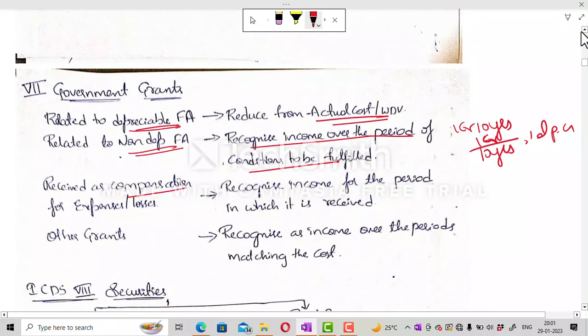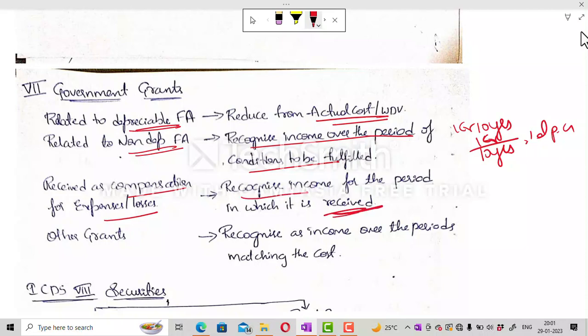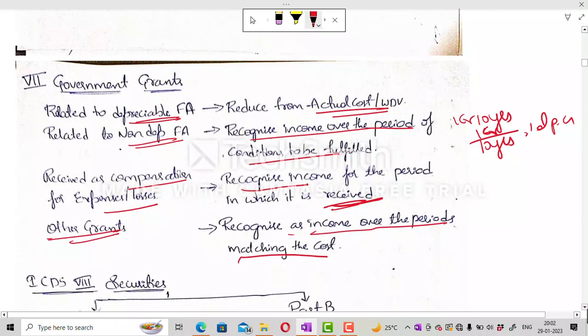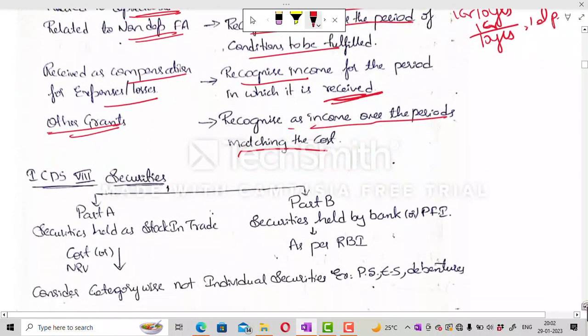Received as a compensation for expenses or losses. Say we have incurred some losses and we have received a government grant in order to set off those losses. Then what should we do? Recognize it in the period in which it is received. There is no condition to be fulfilled. So now itself we have received it and account the total income now itself. Pay tax on that. In case of any other grant, recognize the income over the period matching the cost. For the relevant cost, we should recognize the relevant expense.